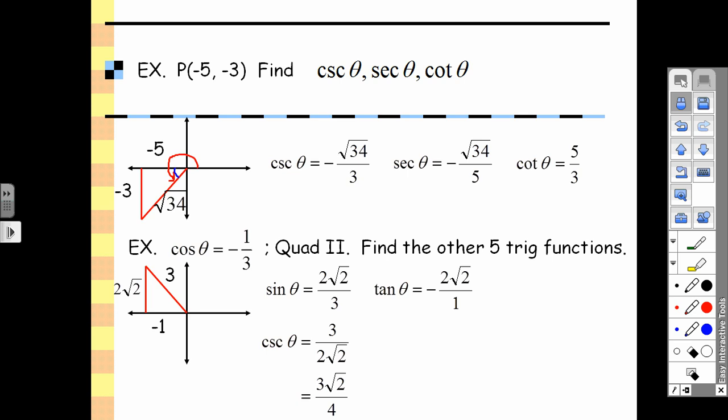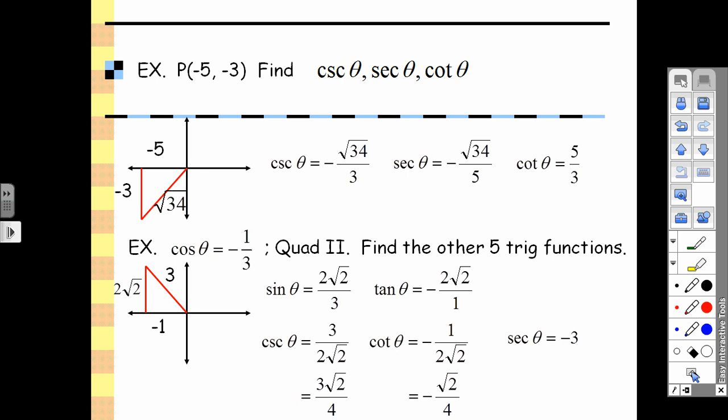Okay, and then we can do cotangent. We're doing the reciprocal of this, so that gets us a negative 1 over 2 root 2. Now we have to rationalize, and we get negative root 2 over 4. And then the last one, which is secant, is just the reciprocal of this that they already gave us, so that's just going to be negative 3.